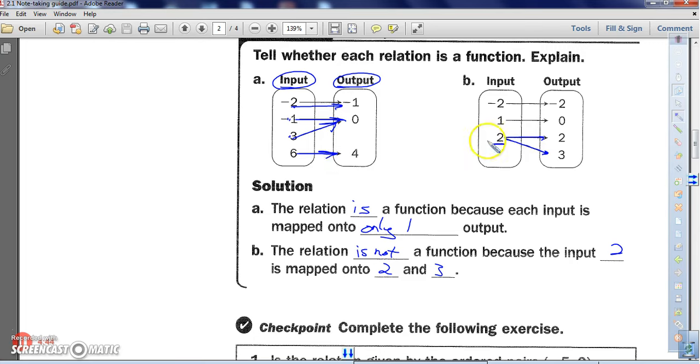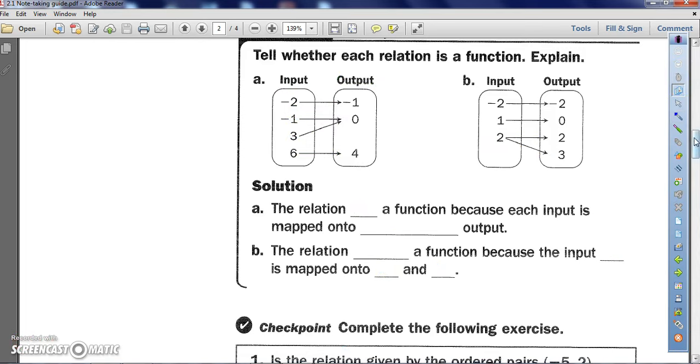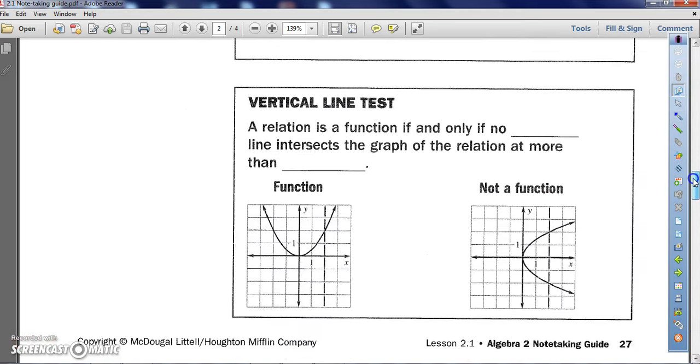In part B, though, this person right here is shooting 2 arrows, and so therefore that's not a function. So each input can only have one arrow coming from it in order for it to be a function. So that's an easy way to maybe remember for some people. All right, moving on here.